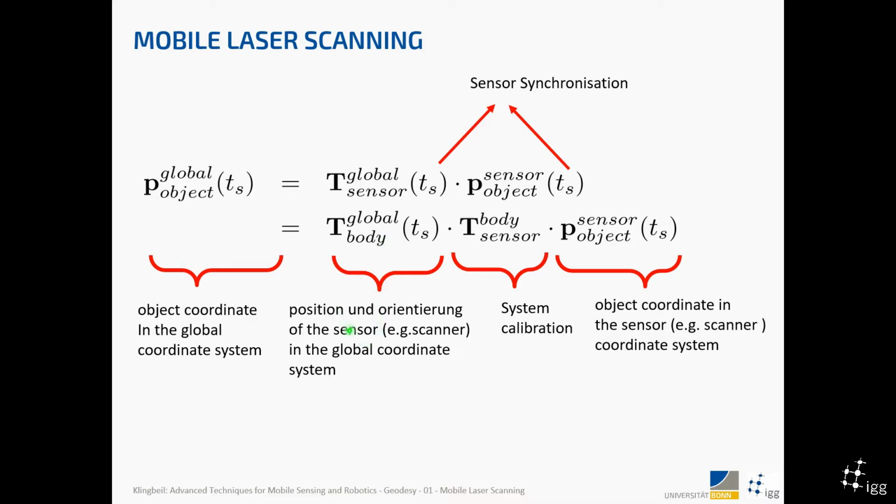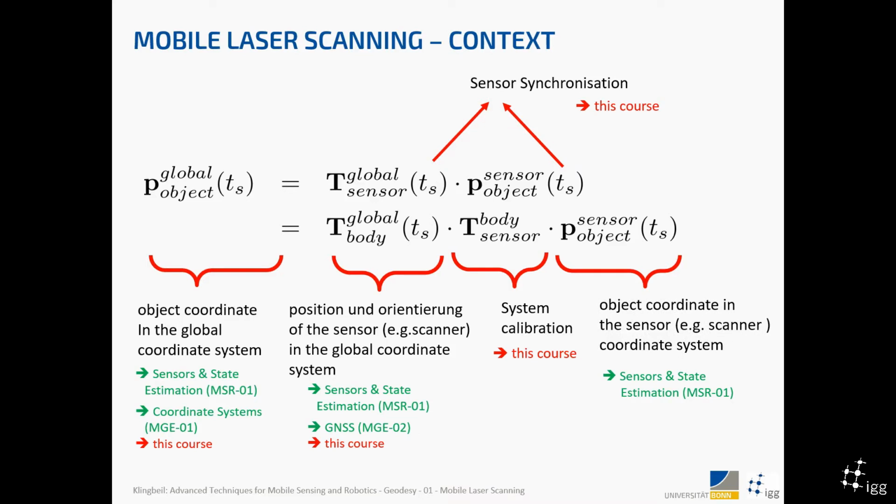So this is wrong. I need to change this. Okay, I will change that later. So I will. This is a position and orientation of the... Okay, sorry. This is of the vehicle, of the body in the global system.